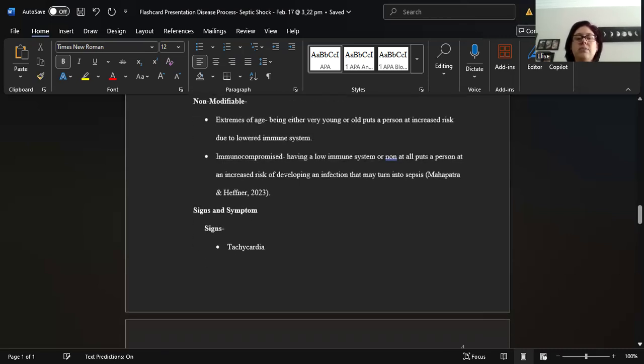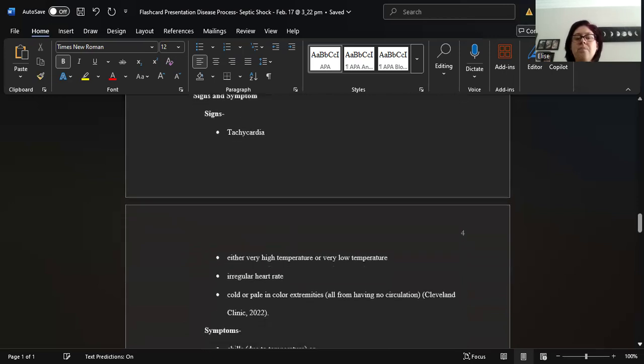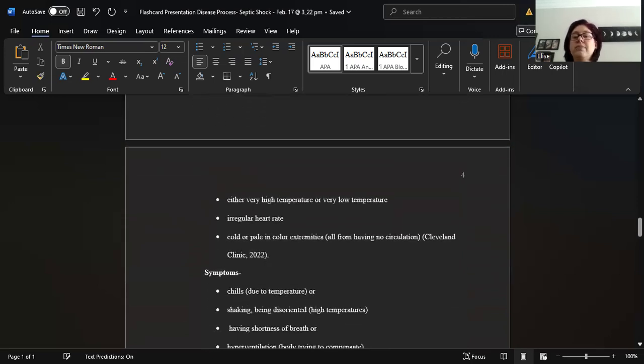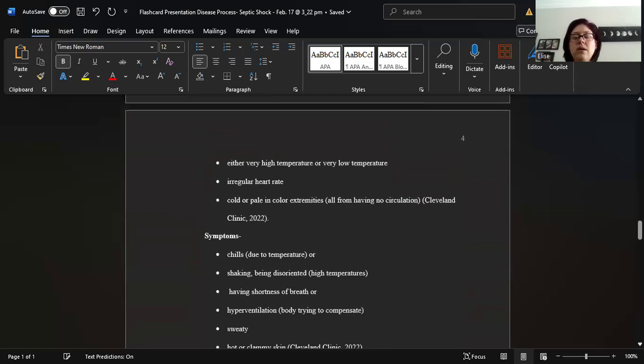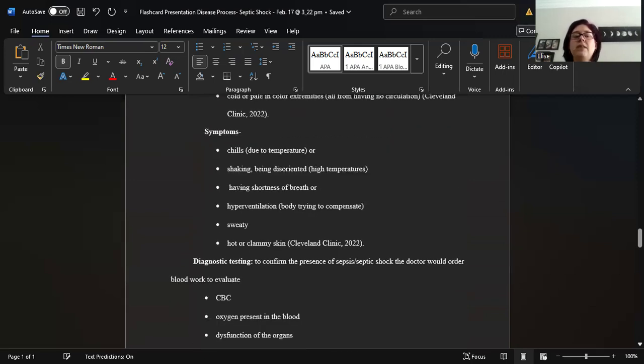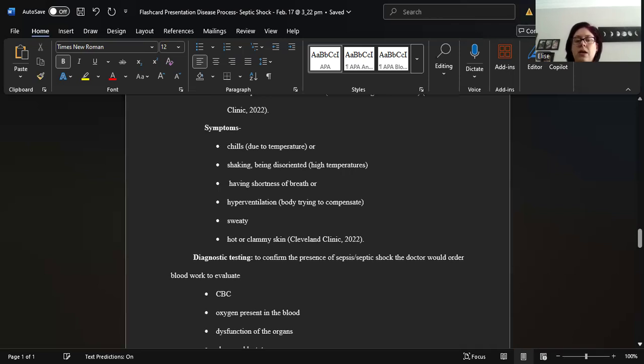Signs and symptoms. Signs: tachycardia, extremes of temperature, so high temperature or very, very low, having irregular heartbeat, and then cold or pale skin. All of this is from not having proper circulation. Symptoms. So this is what the patient might actually be feeling. Chills due to the high or low temperature, shaking, being disoriented, shortness of breath, over breathing, so hyperventilation, being sweaty, or hot and clammy skin.